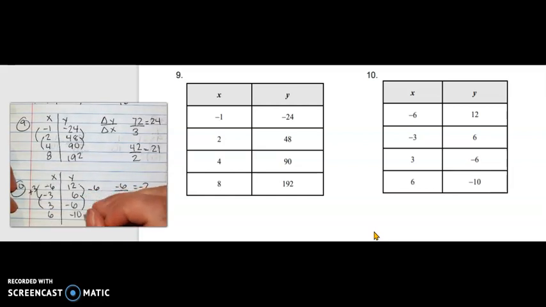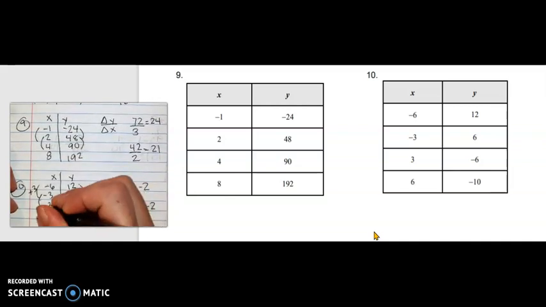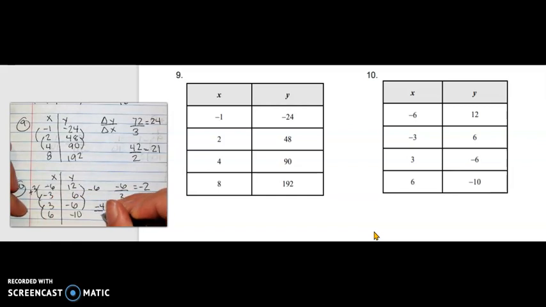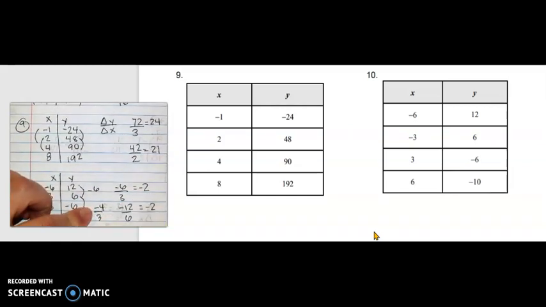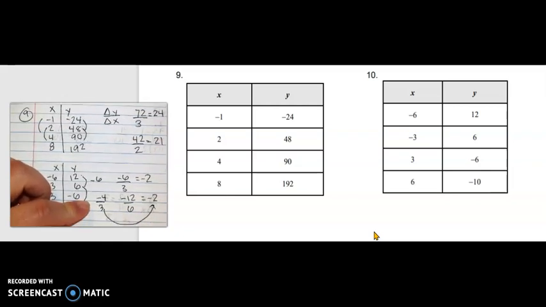From negative 6 to negative 10, that is minus 4. But from 3 to 6, that's 3. And look, we have negative 4/3. Negative 4/3 and negative 2 are not the same. So this is not an example of a linear equation because the slope is not consistent throughout the table.